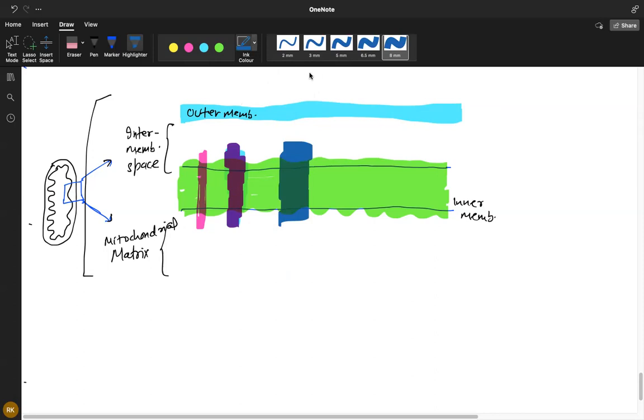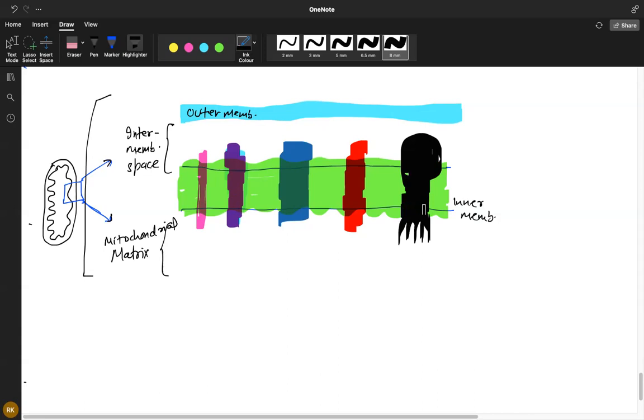And let me use another color. I'm out of colors, but let's say red. And then there is a complex 4. And at the end, we have the molecule for which we all were waiting. Looks like a motor, right? This is the most important thing in this membrane.